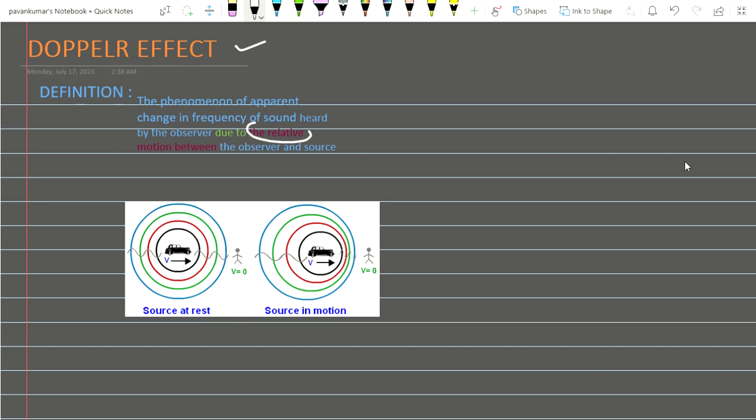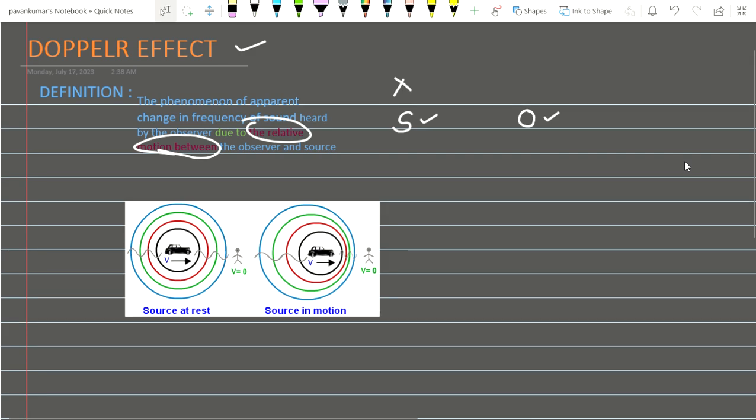The Doppler effect is observed only when there is relative motion between source and observer. That is, let us consider there is a source of sound and here is an observer. Whenever the source of sound and observer are at rest, there is no Doppler effect. We will not observe any Doppler effect when the source and observer are at rest.